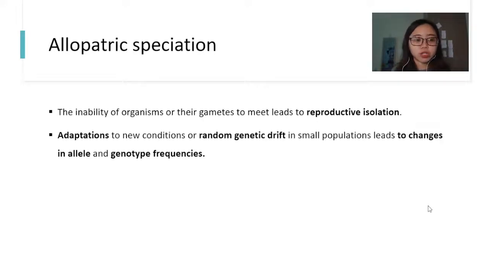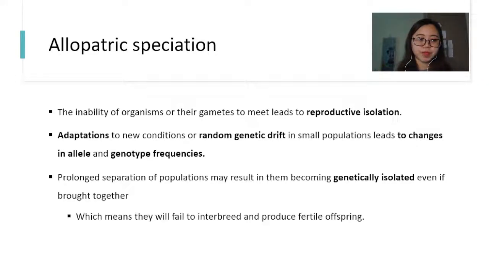Adaptation to the new conditions or random genetic drift in the small population can lead to changes in the allele and genotype frequency. While they are separated, they cannot reproduce; they are reproductively isolated. While reproductively isolated, there may be mutation, or genetic drift, and this causes their allele and genotype frequencies to change. So prolonged separation of populations may result in them becoming genetically isolated even if brought together.